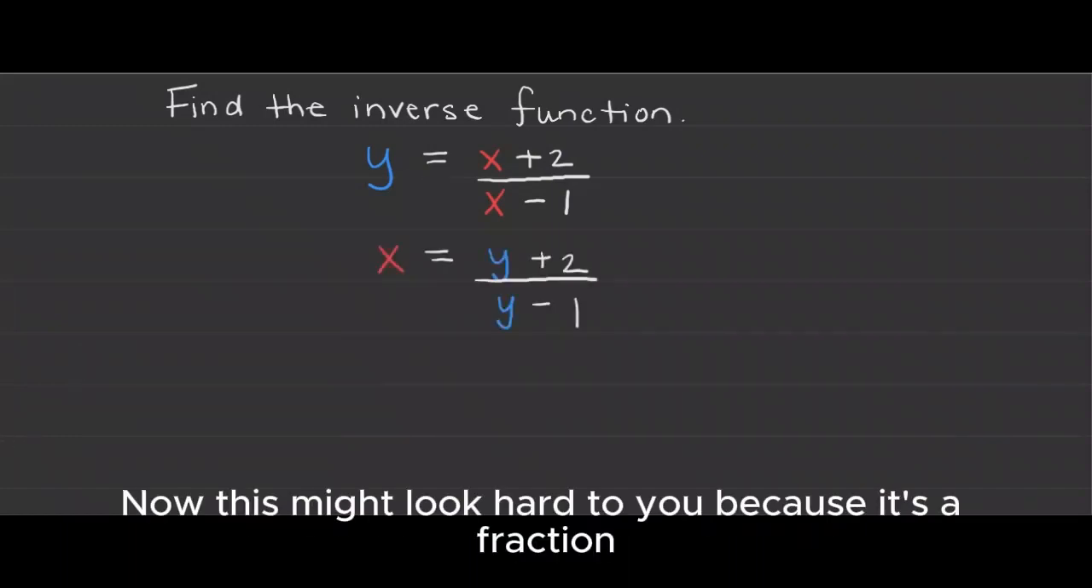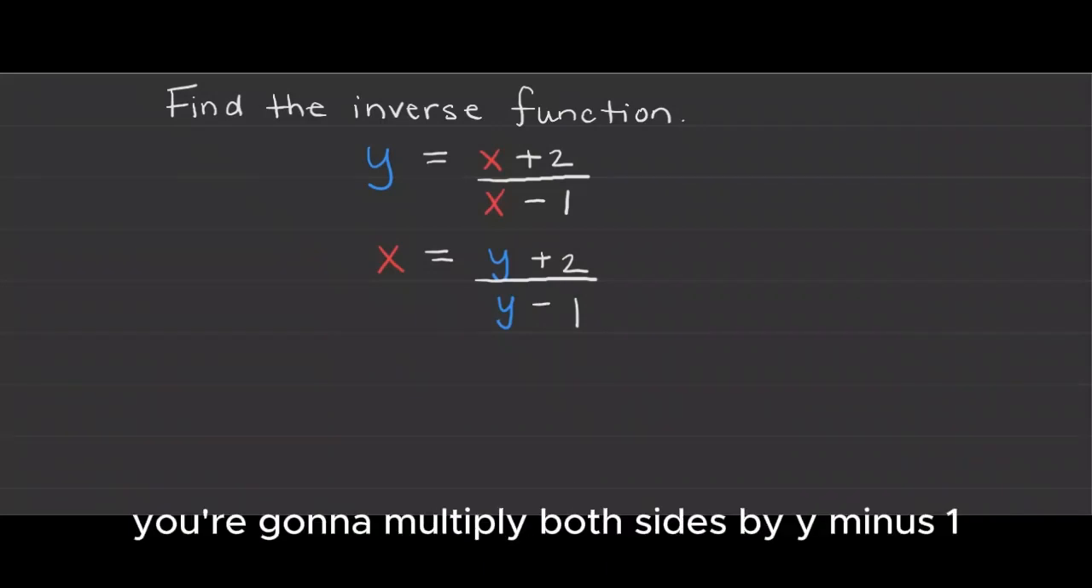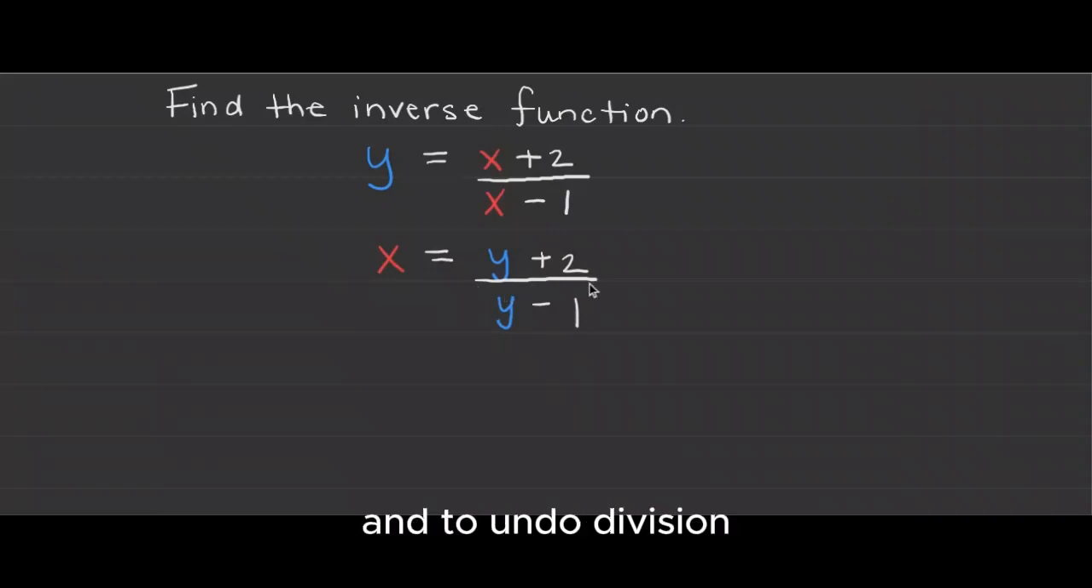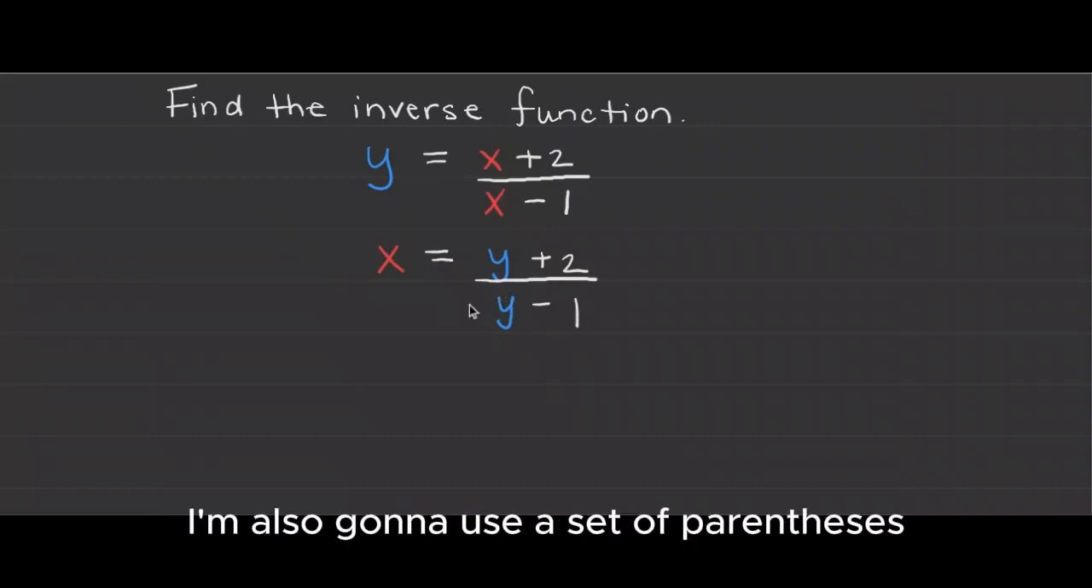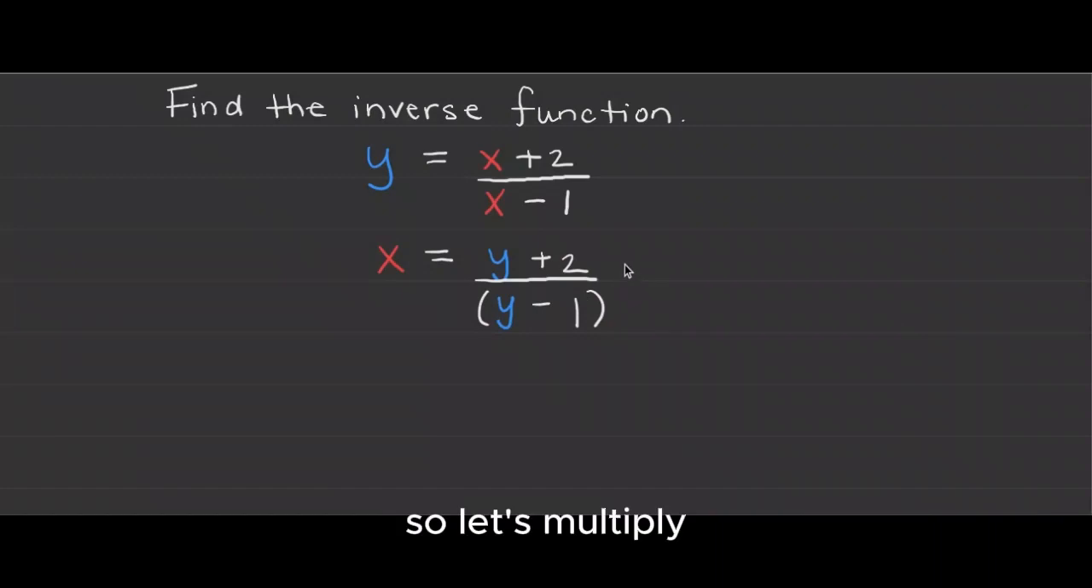This might look hard to you because it's a fraction. To get rid of the fraction, you're going to multiply both sides by y minus 1. This is divided, and to undo division, you're going to multiply. I'm also going to use this set of parentheses just so we understand that we keep y minus 1 together. So let's multiply.